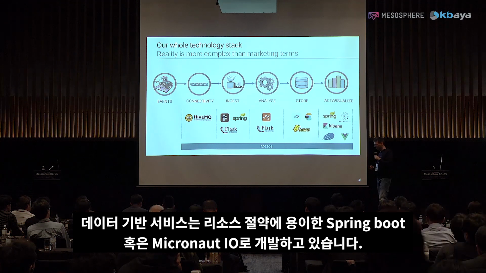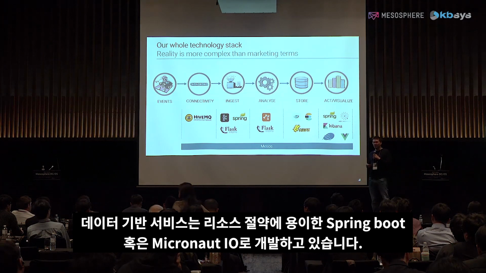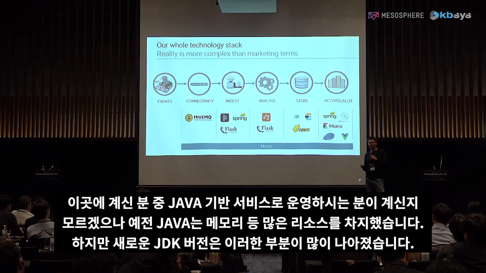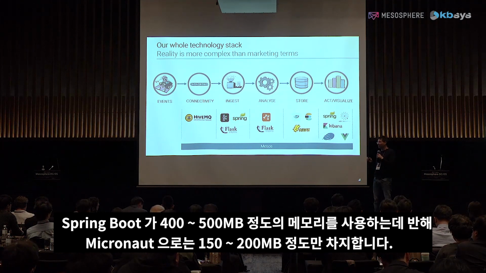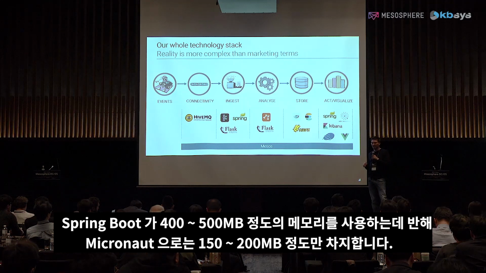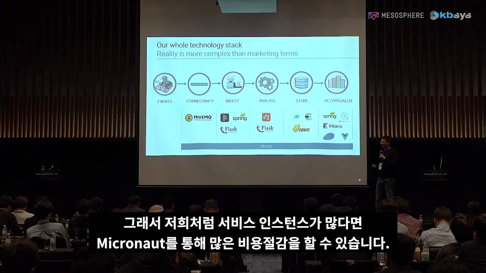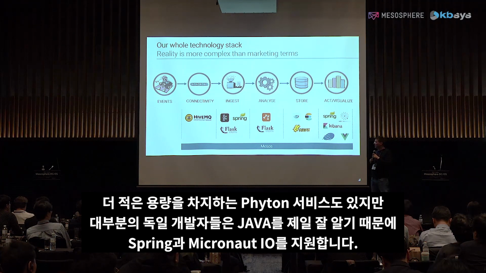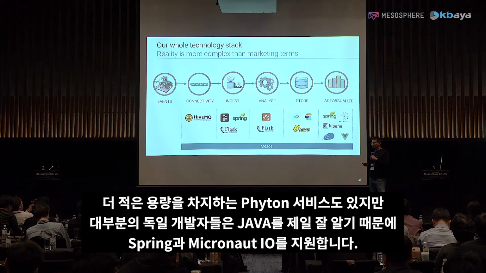The services that are acting based on the data we're processing are built either with Spring Boot or lately with Micronaut.io, because it saves a lot of resources. I don't know if any of you are operating Java-based services, but in the past they used up a lot of resources, especially memory. With newer JDK versions, it's become better. For a Spring Boot service, we're now at 400 to 500 megabytes of memory usage, but with Micronaut.io, we're bringing it down to 150 to 200 megabytes. If you have a lot of service instances, as we do, that adds up to a lot of savings. We also have a few Python services that use even less, but most developers want to develop in Java, at least in Germany, and know Java best, so we're going with Spring and Micronaut.io.